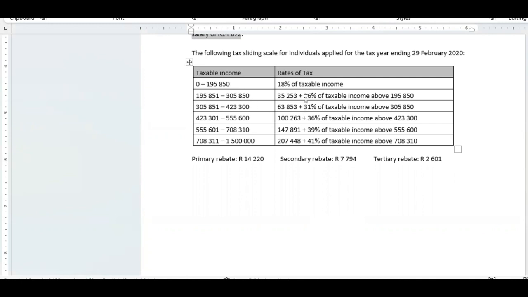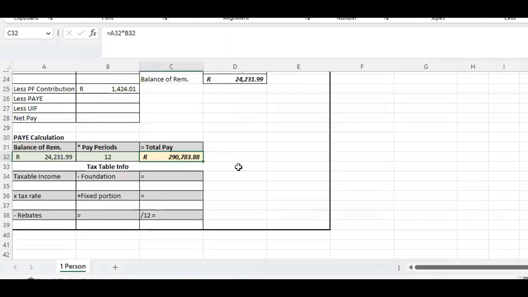So we see this. He is going to have to pay 26% of the taxable income above 195,850, and then on top of that he has to pay another 35,253. Okay, let's see how we use that information. So we already have his taxable income. That's what we calculated there.